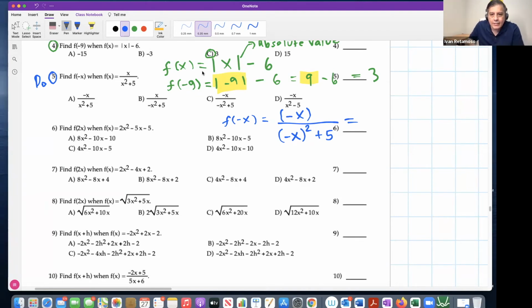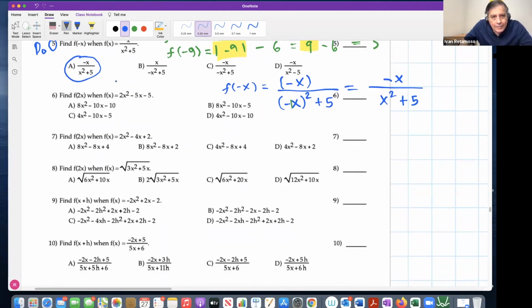Yeah, this on the top is just minus x, right? But on the bottom, negative x squared. Remember, the square is going to make this invisible negative 1 positive, right? Negative 1 squared is positive. So this will be positive x squared plus 5. And this guy is represented here, right? Excellent.